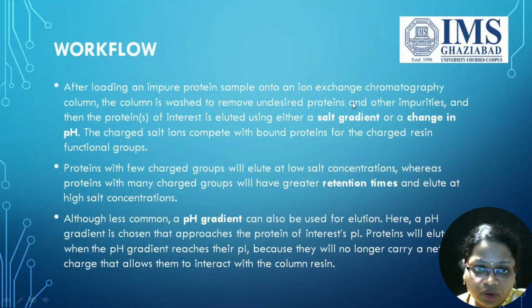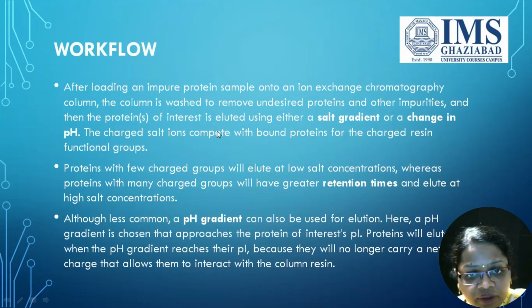This is how the workflow goes. First, we load the impure protein sample onto the ion exchanger. The column is washed to remove the undesired proteins and impurities. The protein of interest is eluted either by a change in salt gradient or a change in pH.